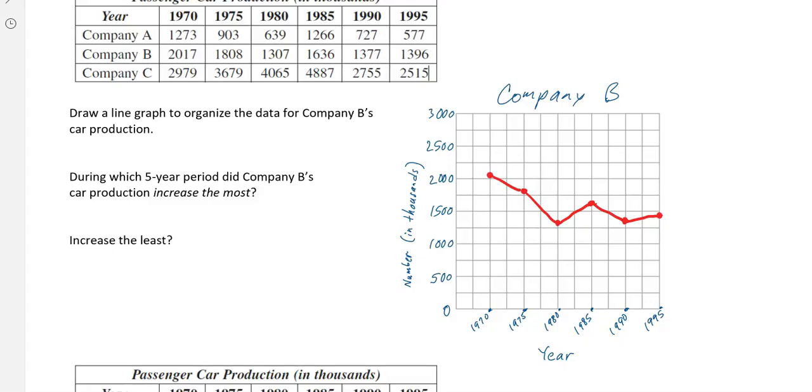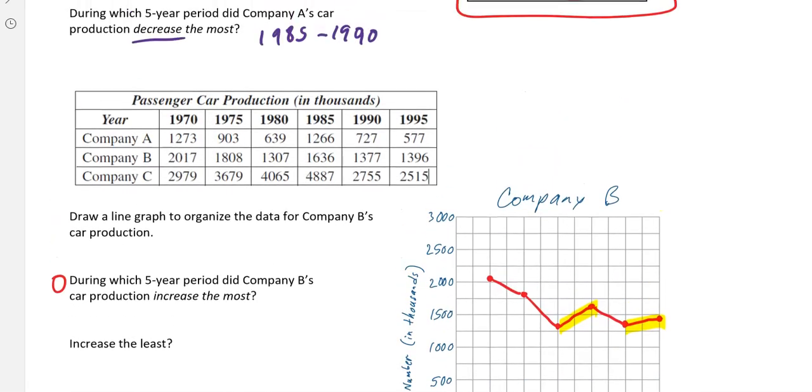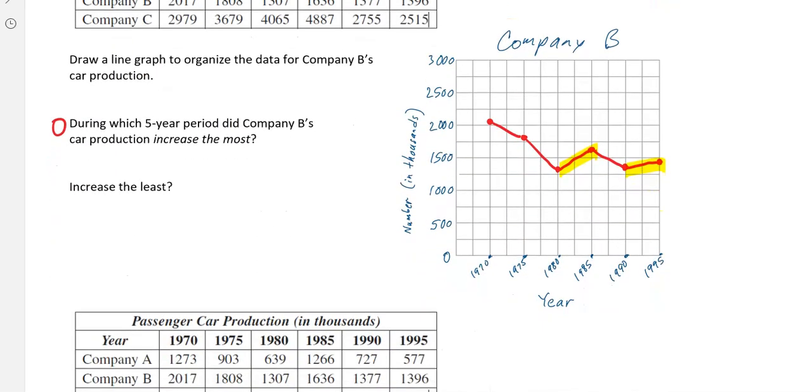Okay? Now, here's our question: which 5-year period did Company B car production increase the most? When did it go up the most? All right, so we're going to be looking for the places where it went up. Well, the only two places it went up were here and here. But which one has the steepest line? Which went up the most? Well, the answer to that question is here to here. That's the steepest line. When did it increase the least? Well, increasing the least would probably be here.